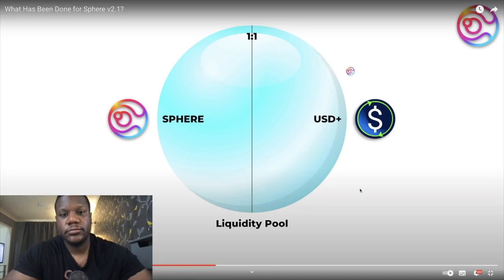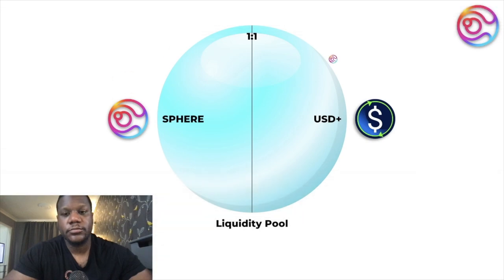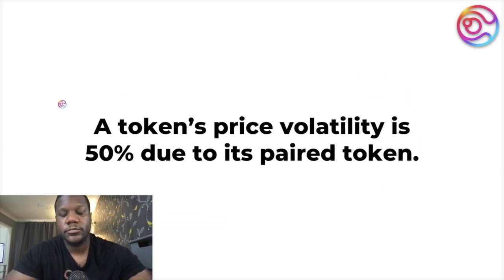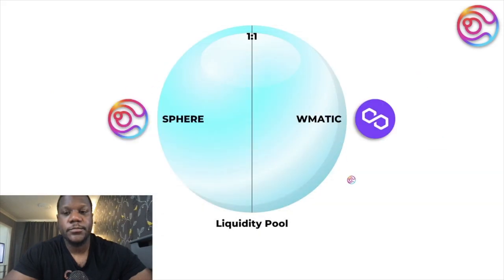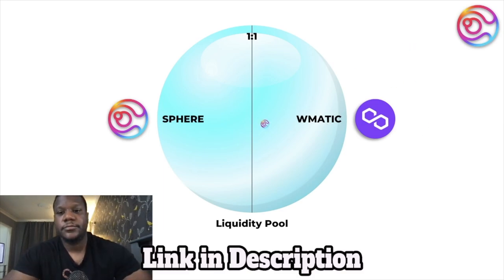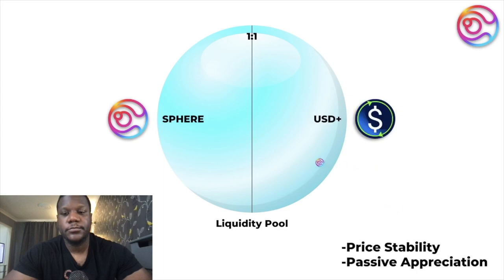Seeing as we are currently in a seller's market, this update will help improve the stability of the price of Sphere. Remember, 50% of the price volatility of Sphere is due to its paired token. So when Sphere was paired with WMATIC, Sphere benefited from the price appreciation of WMATIC, but it also suffered from the price depreciation of WMATIC. Now that Sphere is paired with USD Plus, not only will the price of Sphere be more stable, but also every single day the price of Sphere will passively appreciate as the amount of USD Plus in the liquidity pool increases thanks to the daily, yield-bearing nature of USD Plus.